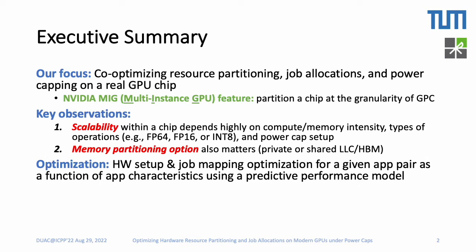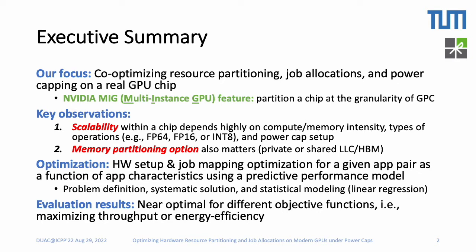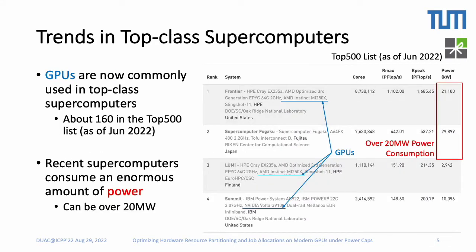And our optimization here is hardware setup and job mapping optimization for a given application pair as a function of application characteristics. We also use a predictive performance model here that consists of problem definition, systematic solution, and statistical modeling using linear regression. The evaluation results are really good. And here is the outline of this talk. Okay, let's move on to the background.